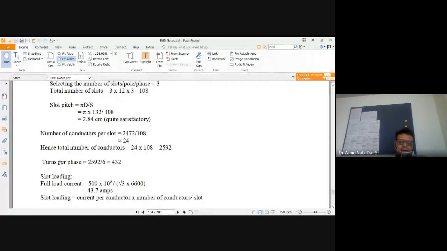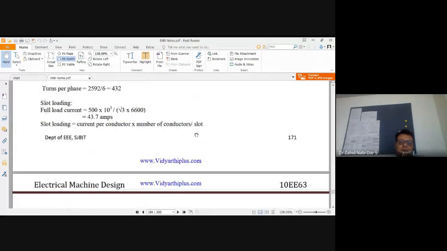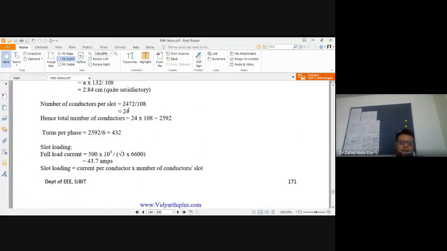Then, at the end, he is asking about the current loading. So the full load current I am giving as 510 power 3 divided by root 3. This came from the formula: the reactive power Q is equal to root 3 into VI. Now, slot loading: how much current would pass through every conductor per slot? How many conductors per slot are we having? We are having 24.